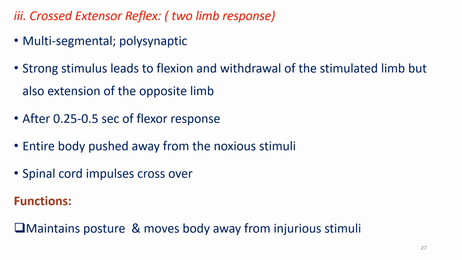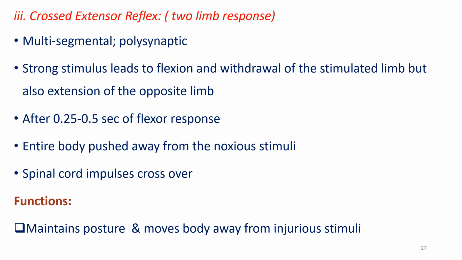Here what happens is when there is a strong stimulus, it leads to flexion and withdrawal of the stimulated limb, but it will also lead to extension of the opposite limb, and this occurs after a gap of about 0.25 to 0.5 second of the flexor response, because multiple interneurons are involved, so time is taken to traverse those interneurons. The total reflex time is longer. So this is part of the withdrawal reflex, pushing the entire body away from the object which is trying to cause damage to the body, that is, the noxious stimuli.